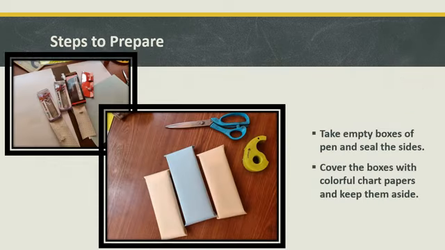Now once that is done, we have taken 4 to 5 empty pen boxes and sealed the sides of the pen boxes after taking out the pens from them, and upon sealing the sides very neatly we have covered the pen boxes with colorful chart papers with the help of gum, sellotape and scissors.